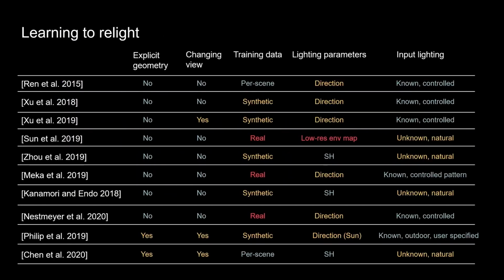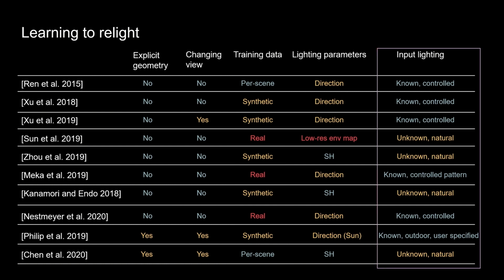Here I'm summarizing the recent learning-based relighting methods. We can see that most of them are still purely image-based without considering any explicit geometry. And many of them use synthetic data for training, some recent ones leverage real data, and some work actually does per scene training and the network is not generalized across scenes. Lighting estimation has also been applied in many methods, allowing for relighting under uncontrolled natural illumination.